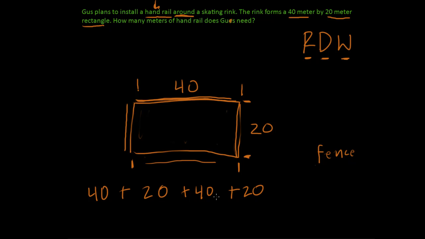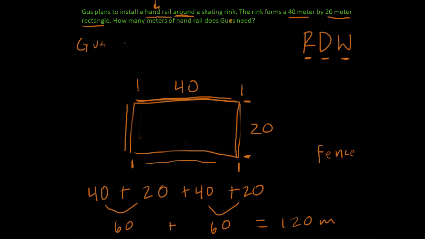And now I can just add these numbers together to see his total number of meters of handrail. 40 and 20 is 60. Same thing over here. 40 and 20 is 60. 60 plus 60 gives me the answer, 120 meters. I have to finish here my right step and write out my answer.